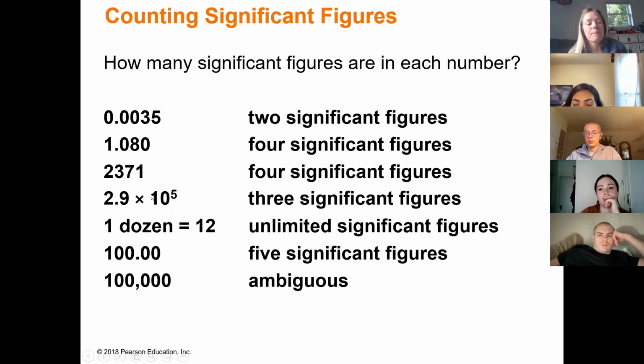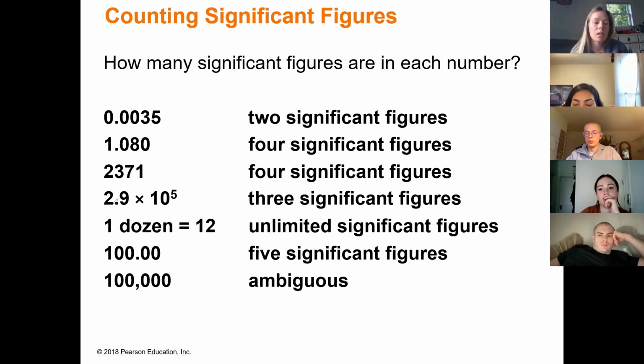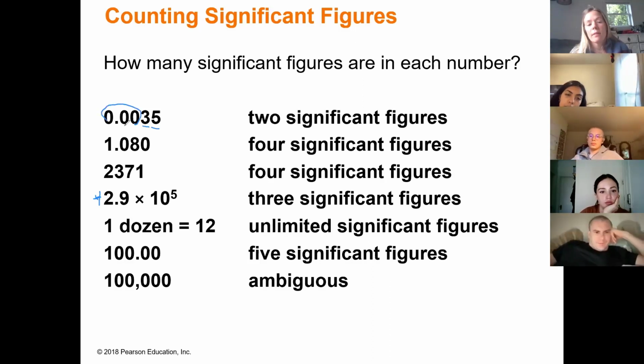All right, this one is wrong here. We'll go over that. Okay, so this first one, how many significant figures do we have? Just 2. Why aren't these zeros significant? They're not telling us anything about precision. They're not adding to the right side. They're just placeholders to let us know it's a decimal.